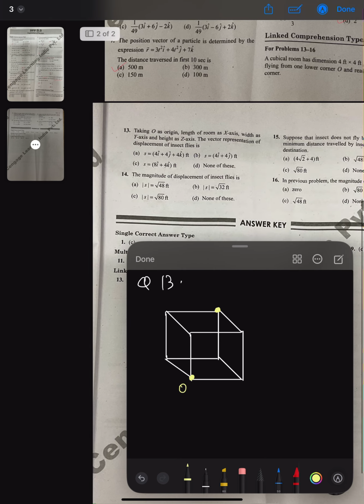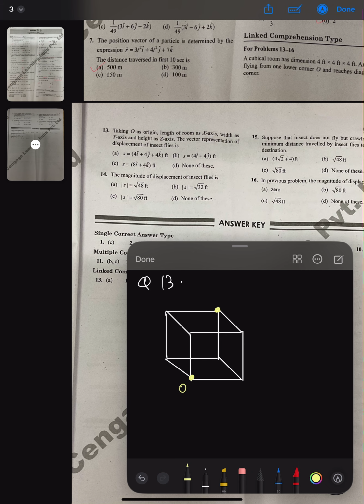So let's read the question. Taking O as origin, all sides are equal only. All sides are equal. So length, breadth, and the vector representation of the displacement vector will be.